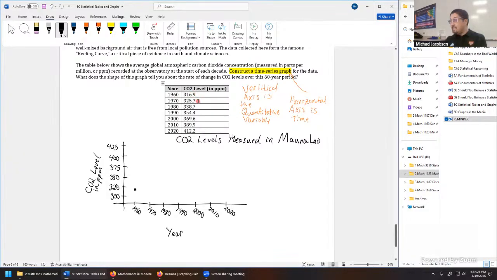So on the next one, for 1970, we're at 325.7. So that's right on the 325, slightly higher. Then it's creeping up, 338.7. So that's going to be close to 340, so roughly maybe about here. This one exceeds the 350 tick mark for 1990, so just a little bit higher than 350.